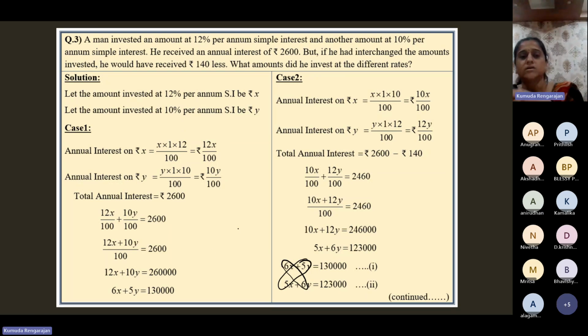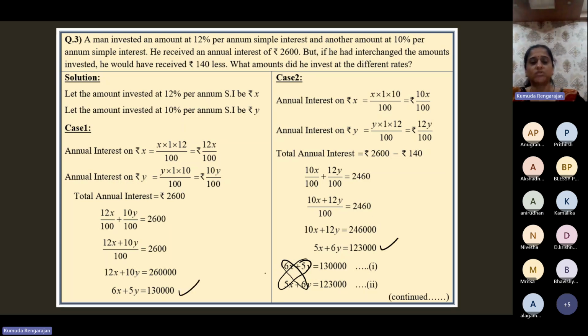The total annual interest is given, so we should find the interest on both the investments, interest on X rupees and interest on Y rupees. The two interests put together, we add, is equal to 2,600. And in the second case, again the two interests put together is 2,460. So these are the two equations we get.